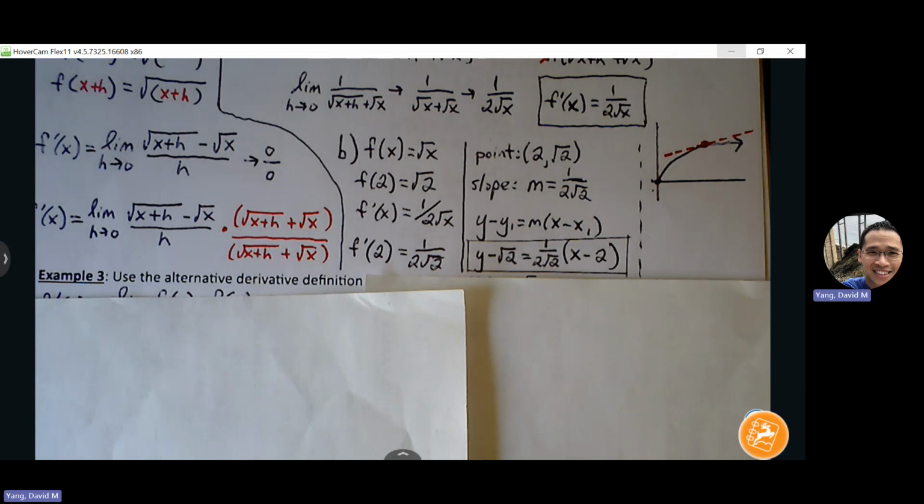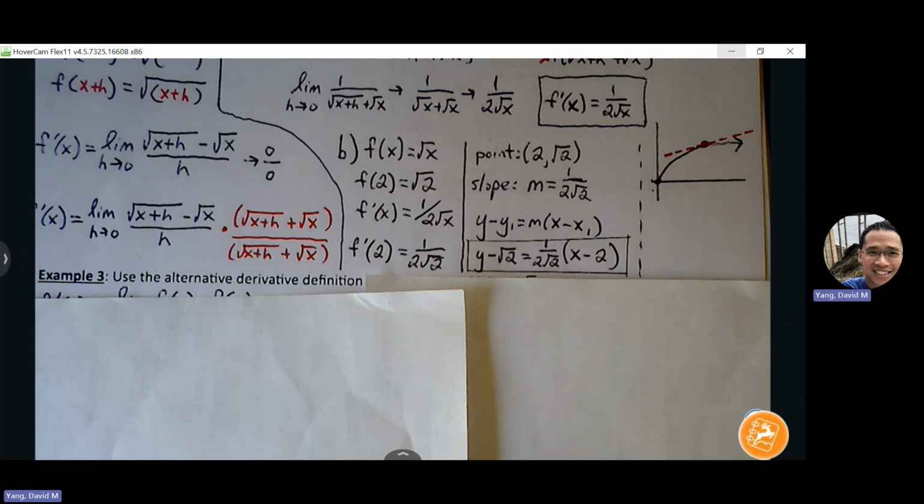All right, so my y value is √2. My slope is 1 over 2 √2. It's okay, again, to leave radicals in the denominator. AP, College Board, they don't care if there are radicals in the denominator. So you can choose to rationalize or choose not to rationalize. Either is fine. So this is my slope: 1 over 2 √2.